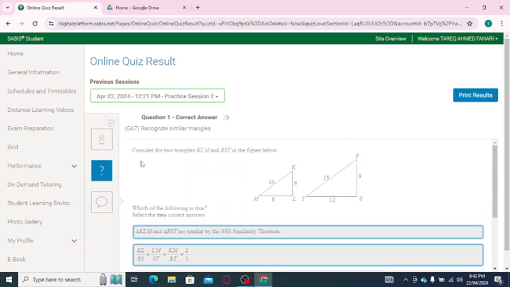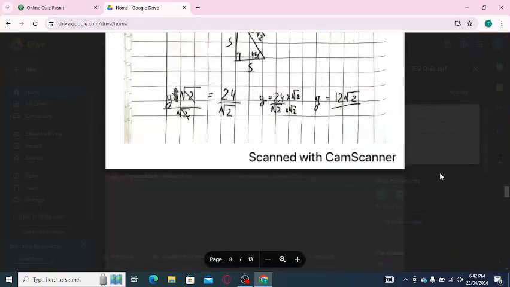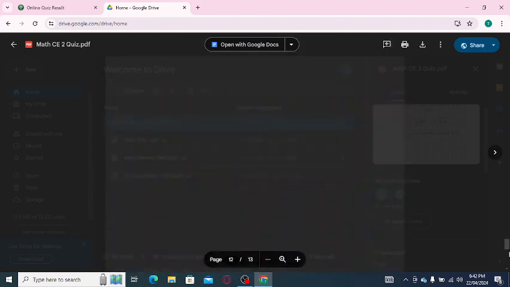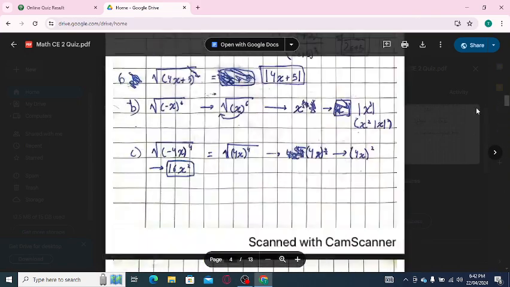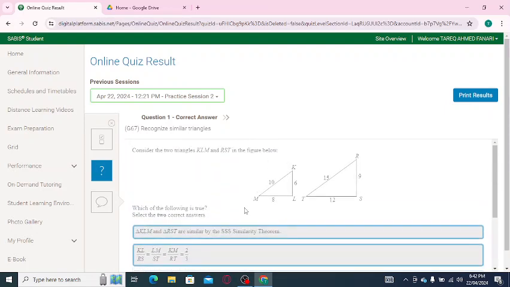Consider the two triangles KLM and RST in the figure below. They gave you the triangles. Now, I believe I have this on the last page, or I don't have it at all because my thing bugged. Yeah, I don't have it. So this one I will be doing right now. I solved it, but I just didn't screenshot it. Anyways, you have them. Okay, how do you know if it's an SSS or an AA postulate?